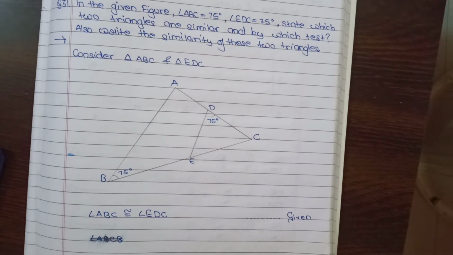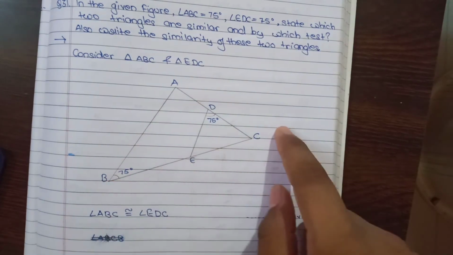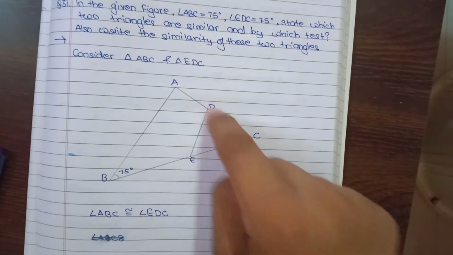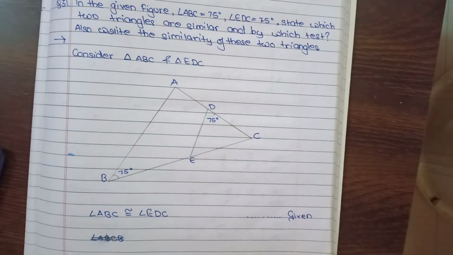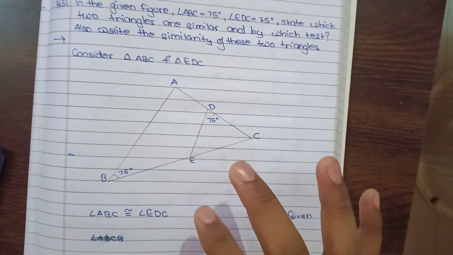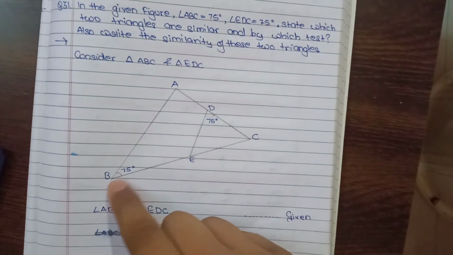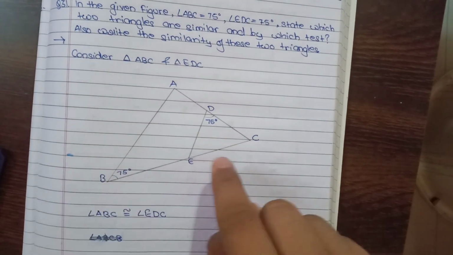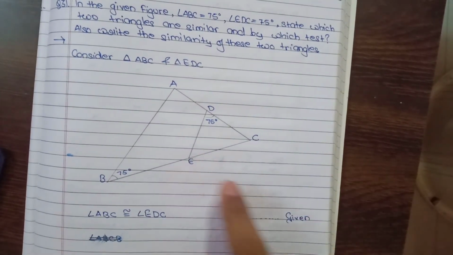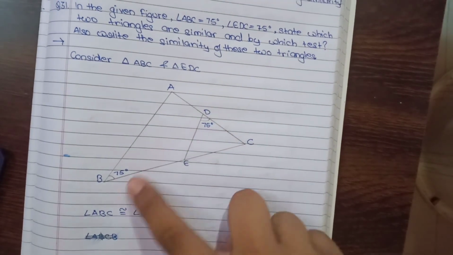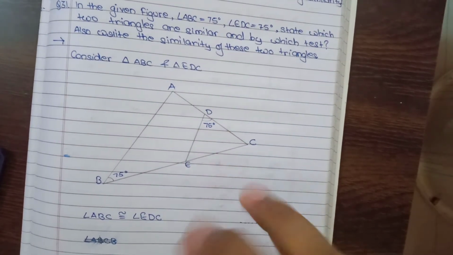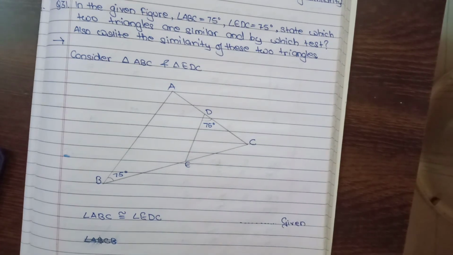Now let us consider two triangles ABC and EDC. Here one thing is very important, that is point to point marking. Means if you are taking ABC and at angle B there's 75 degrees, then in EDC also you have to take it such that at the middle term there is 75 degrees, because it is very important in geometry.